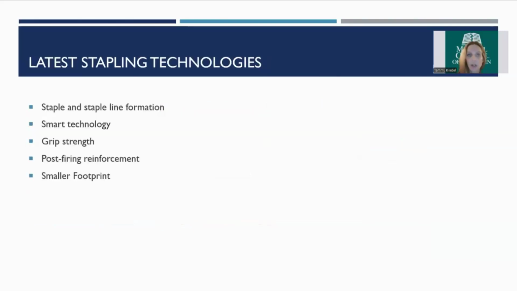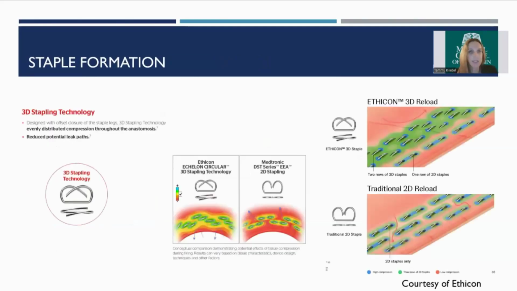So we're going to go over a couple different things that have advanced in terms of stapling technology. Both staples and staple line formation have changed. Smart technology and feedback from the instrumentation itself. Changes in grip strength, post-firing reinforcement, and then continuing smaller footprints of the stapling devices. So in terms of staple formation, the standard traditional 2D reload that you see in the lower right corner has been present for years.